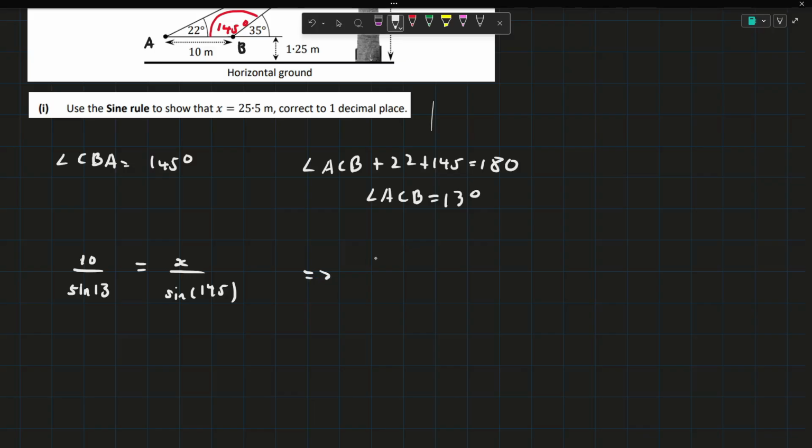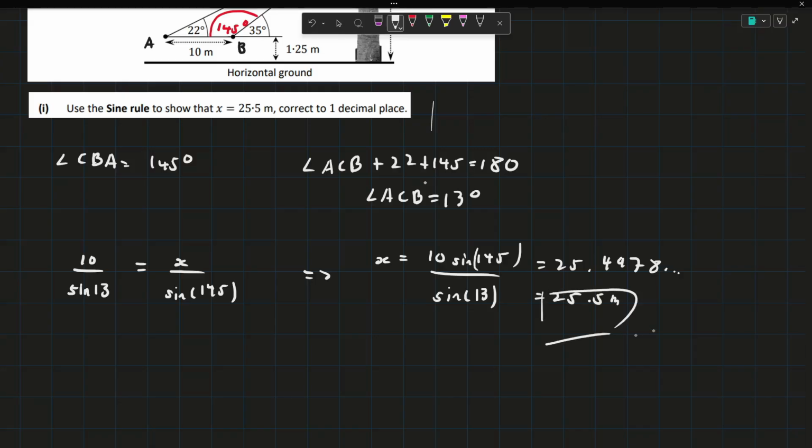And you can just put that into your calculator. Well, you can solve for x first, I suppose. This makes it nicer. So x will be 10 sine 145 divided by sine of 13. And then you can figure out what that is. And you'll get 25.4978... And then that rounds to 25.5 meters if you do one decimal place.